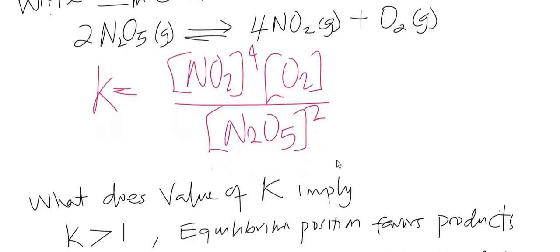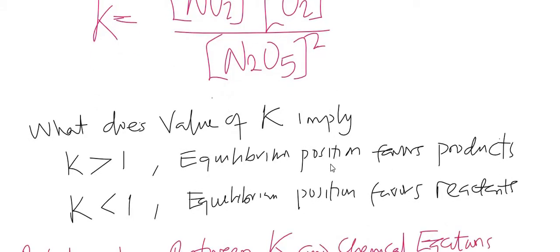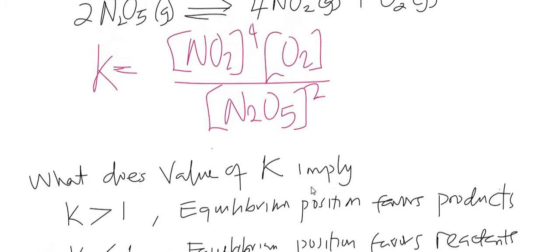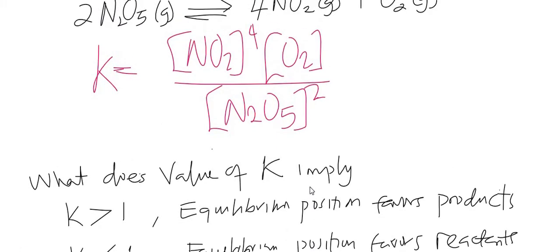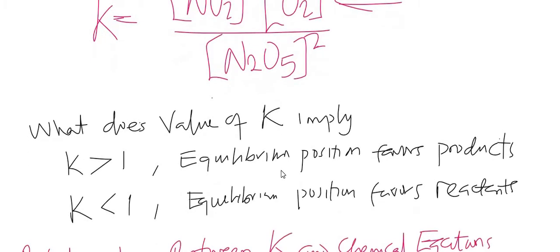So what does this imply? It means that when K is greater than 1, the equilibrium position favors the product. It means that the product, which is the numerator, is greater than the reactants, which is the denominator. When K is less than 1, the equilibrium position favors the reactant, meaning that the denominator, which is our reactant in this case, is greater than our product.